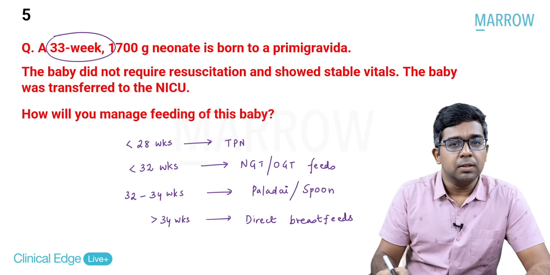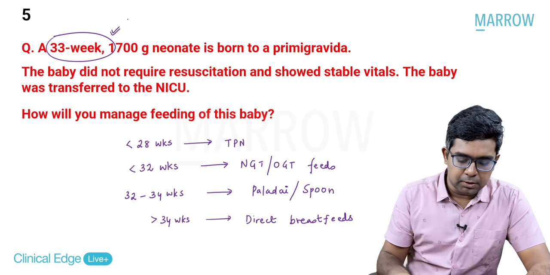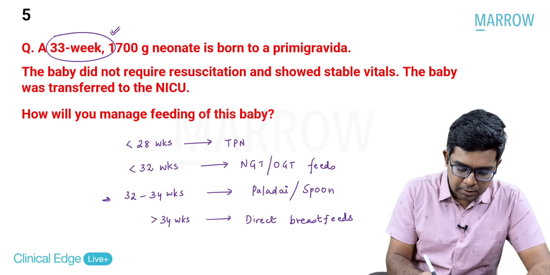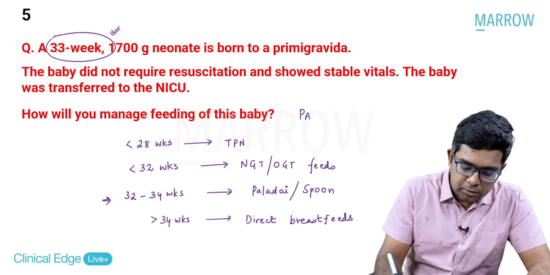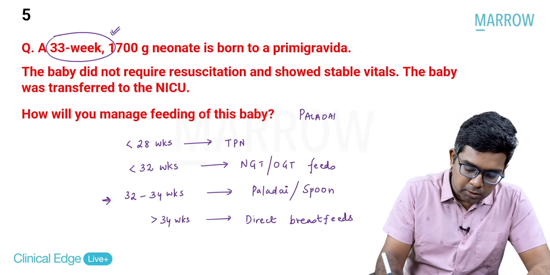Okay, right. Now you see, this baby is 33 weeks of gestation. So where does it lie? It comes under this category. So what should be the mode of feeding? It should be Paladai feeds or Katori spoon feeds.